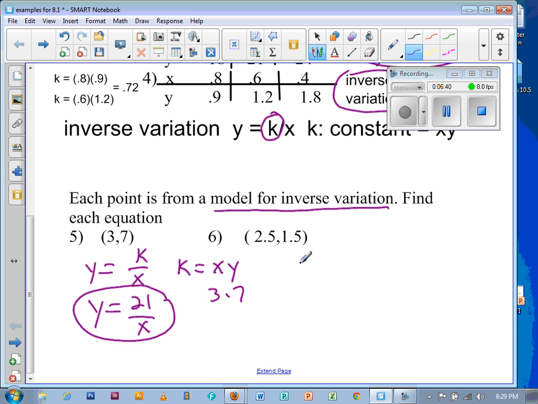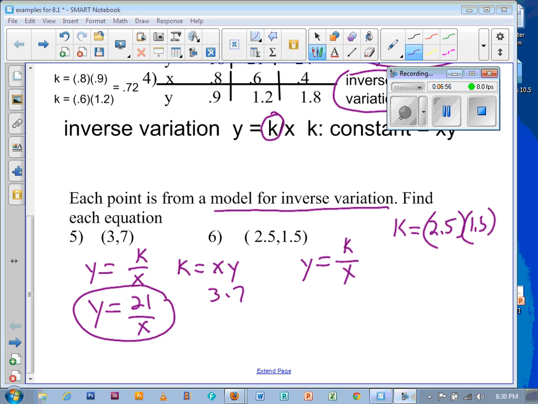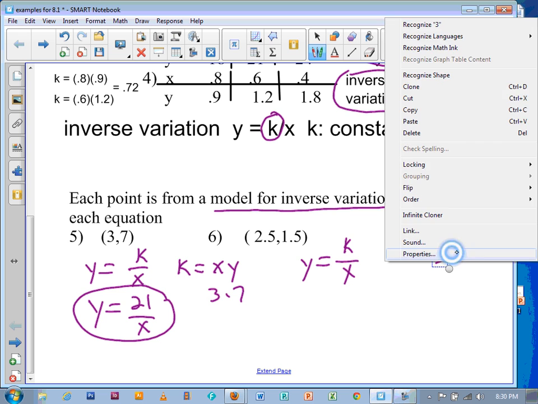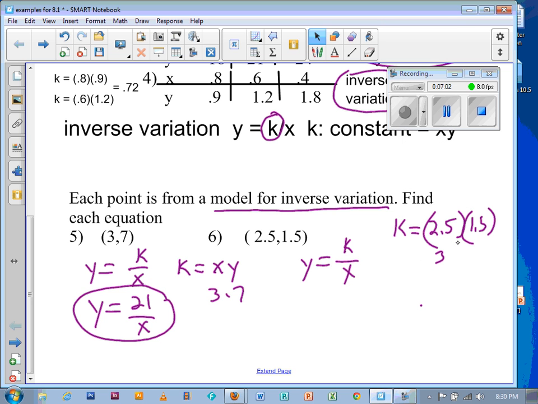Likewise with number 6, y equals k over x. We can assume that's the form we're going to use. If it has inverse variation, k is equal to 2.5 times 1.5. We can make that assumption because of the fact it says it has inverse variation. This gives you a value of 3.75. That's your constant. Simply insert it for k, and that becomes your equation of a graph that has inverse variation and at the same time passes through that point.